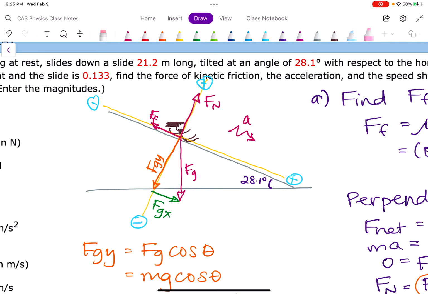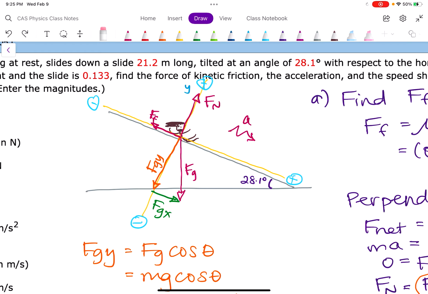The yellow lines are the axes, and you can see they're rotated, so they're not vertical and horizontal, but they're perpendicular and parallel to the slide. The y-axis is perpendicular to the slide, and the x-axis is parallel to the slide.